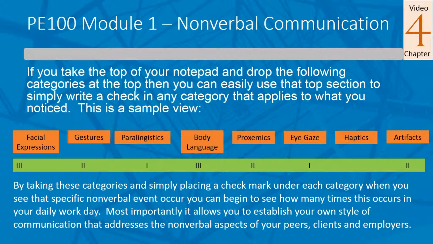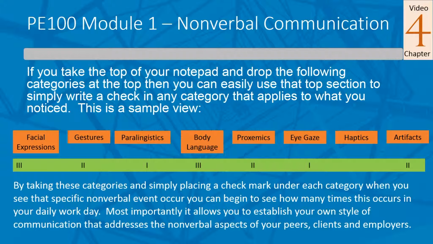So then you're going to actually have a notebook with a specific meeting that you're probably taking notes in, as well as taking notes on how the nonverbal worked in that room. And by simply placing a check mark under each category, we can start studying how this nonverbal communication works in regards to your peers, your clients, and your employees.